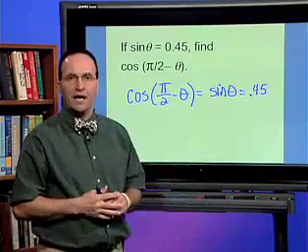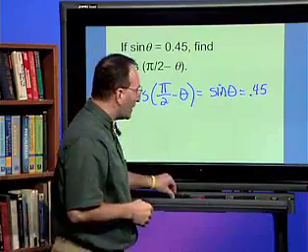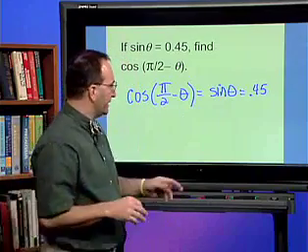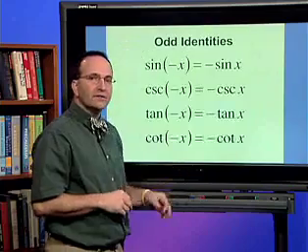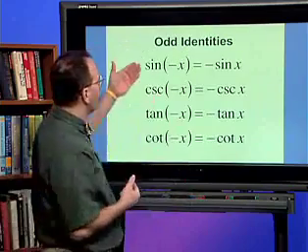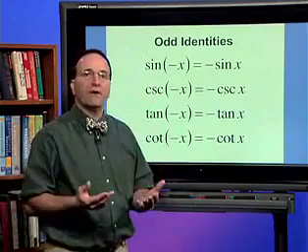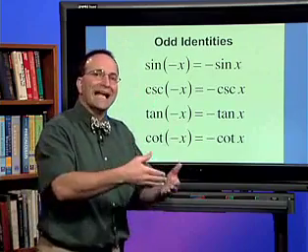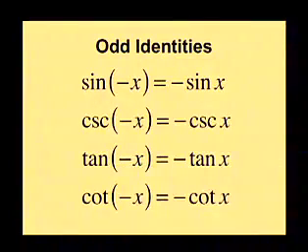It's 45/100ths. So now what I want to do is look at the odd identities. And the odd identities refer to the fact that these are odd functions. And if you remember from functions, if we take f of negative x, that's equal to negative f of x. And that's what you can see for these odd identities. And those are sine, its reciprocal cosecant, tangent, and its reciprocal cotangent.